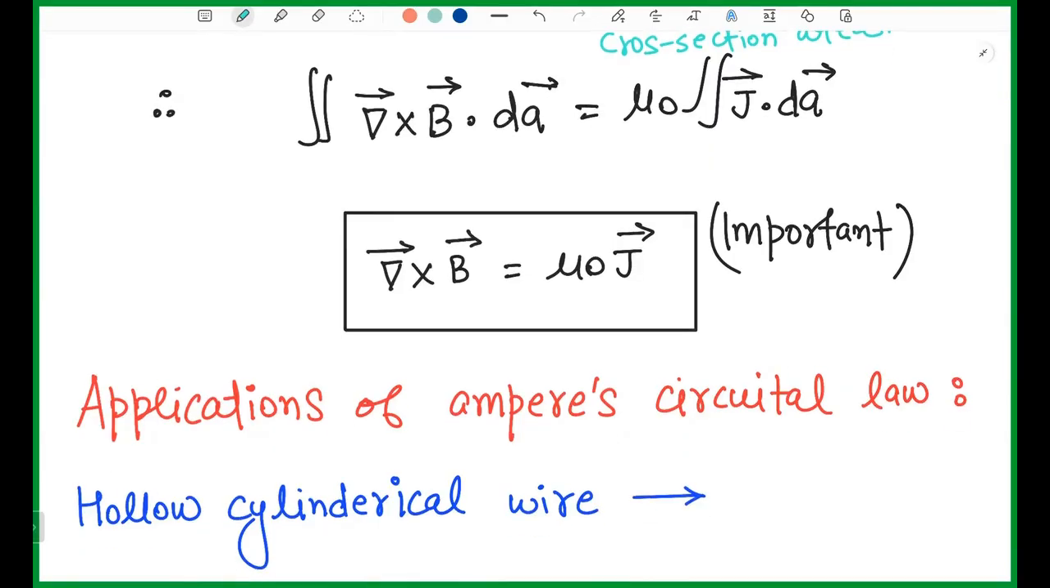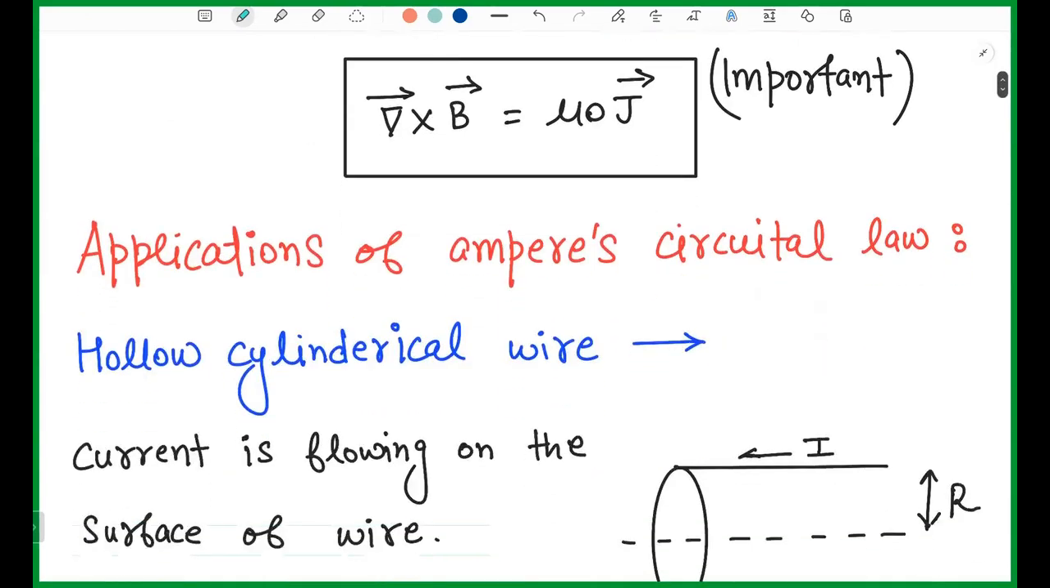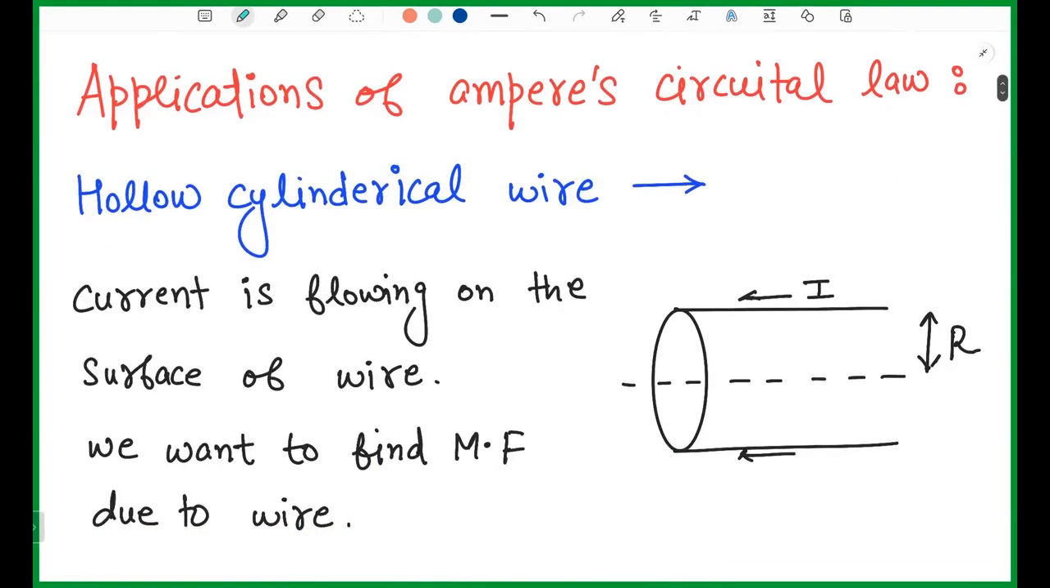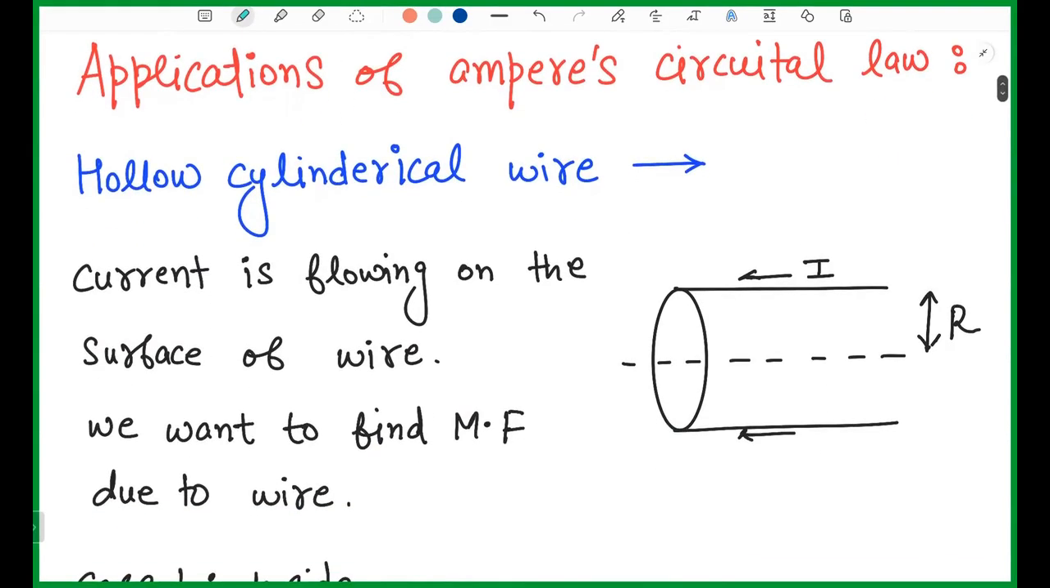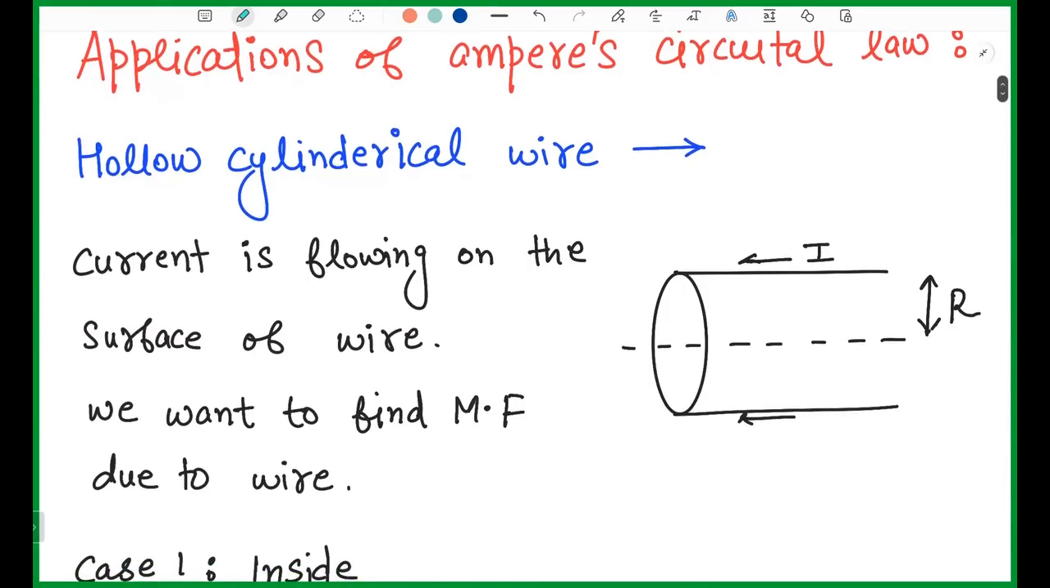Now it is time that we learn how the Ampere circuital law is actually useful. In order to do that, I will be considering three examples, and in these three examples you will completely understand how you can implement the Ampere circuital law. Let's consider the first application, which is a hollow cylindrical wire. So there is a wire which is hollow from inside. Usually this never happens, it's a very rare event, but this can happen.